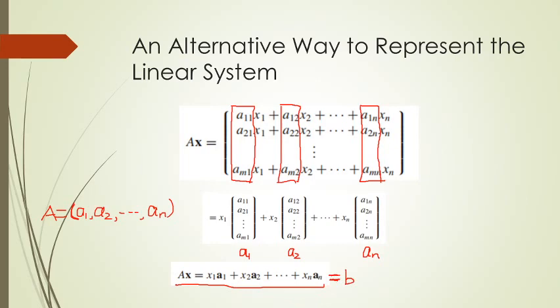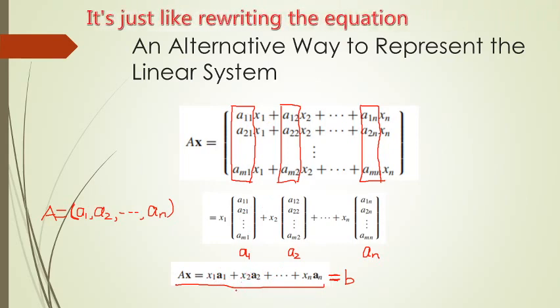So this one actually is called a linear combination, okay? Let me write it. So this is a linear combination, which means the column vector B can be represented as the linear combination of all the column vectors A1, A2, An. Okay, everyone is clear? So here each variable x1 times the first column vector.